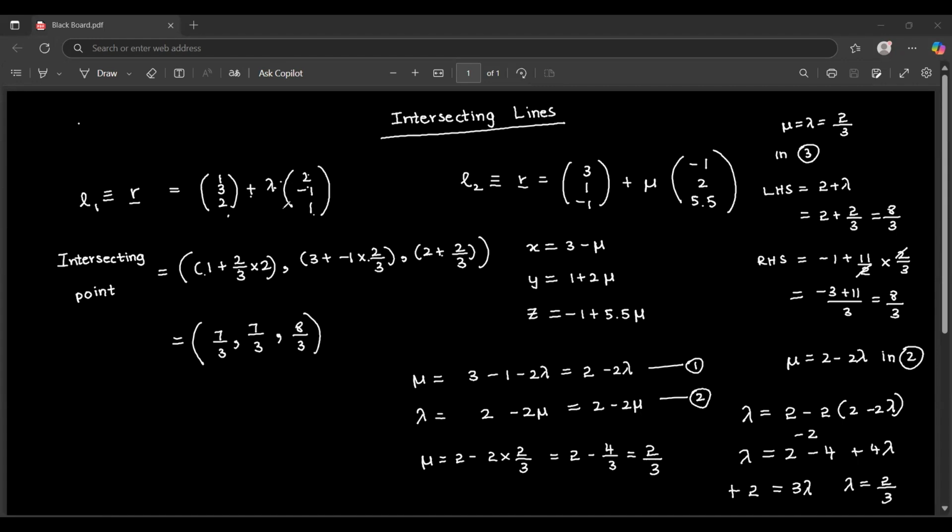This is how you have to verify if two lines are intersecting or not. Well, for lines that are not intersecting, in this step, LHS won't be equal to RHS. Then you can say they are not intersecting lines. But you have to make sure the lines are not parallel to each other. If they are parallel also, they will not intersect. So you have to make sure they are not parallel.